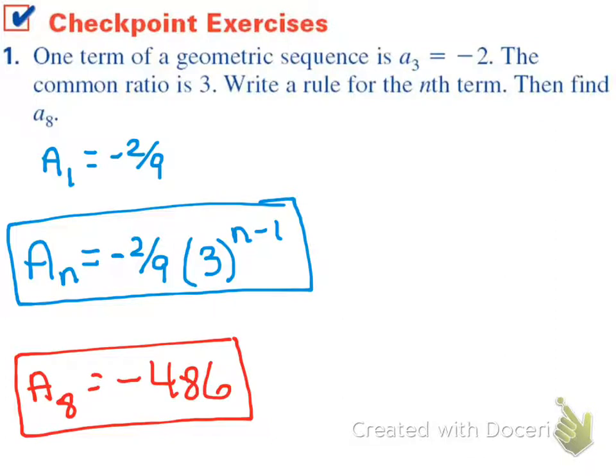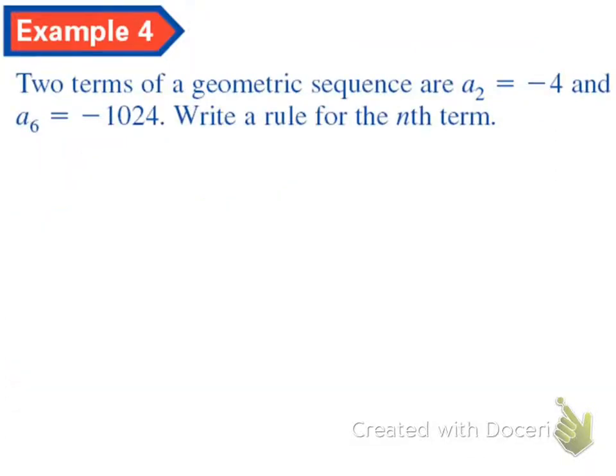Alright, let's move on to example 4. Example 4 is just a little bit different. They've given us two terms. They've given us the second term and the sixth term. And they're asking us to write a rule for any term. Just like we did with arithmetic sequences, we're going to need to write a system of equations using what we know about geometric sequences. Remember, in a geometric sequence, any term is equal to the first term times the rate raised to the n minus 1 power. The problem is we don't know the first term or the rate.